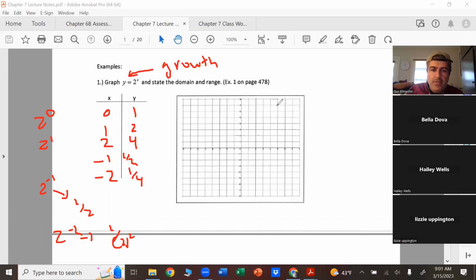So, you have 0, 1, 1, 2, 2, 4. In negative 1/2, be really careful because you have some fractions. And so the graph is going to look kind of like this.